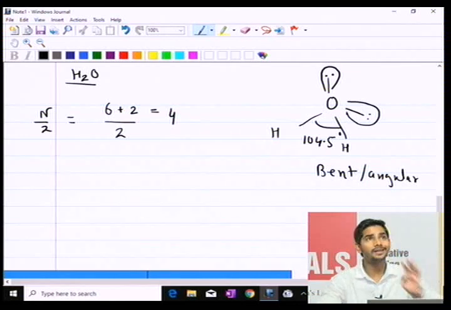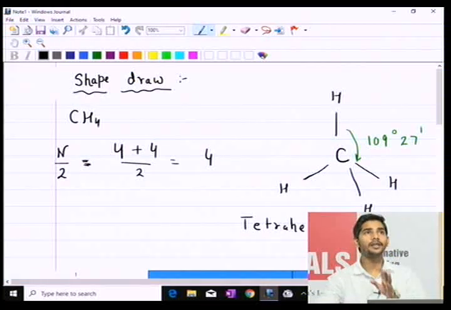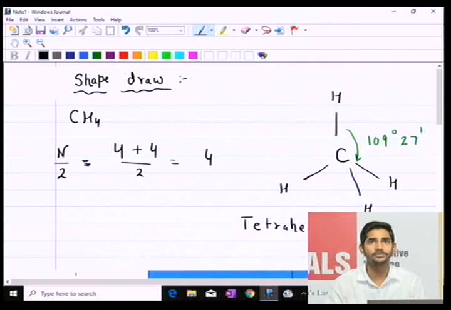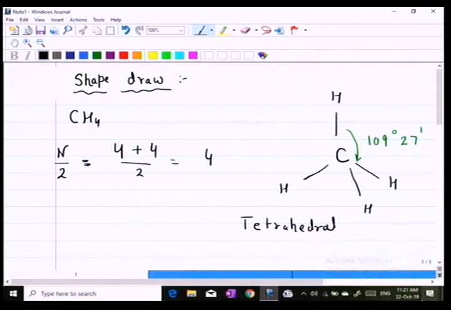Okay, guys, let's learn one more thing along with it: hybridization. Do you remember that I have also prepared a column for hybridization? Hybridization depends on the value of n by 2 only. So you can check over there where I have written the 4.